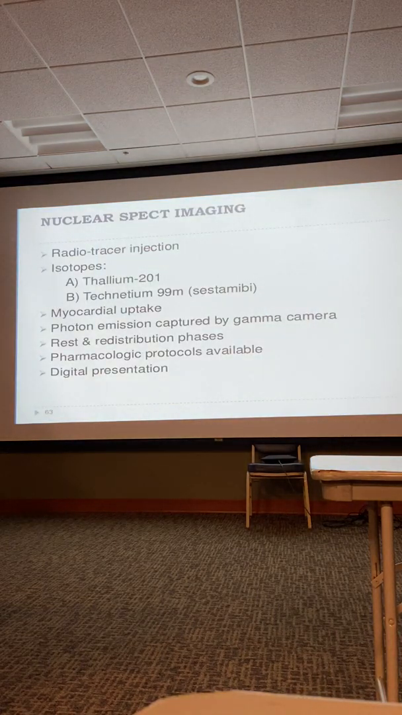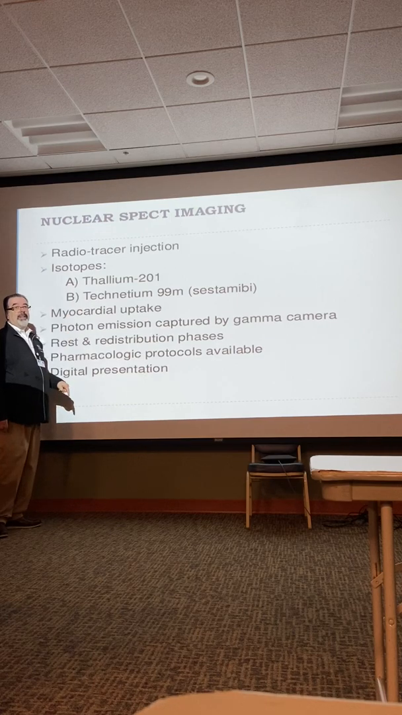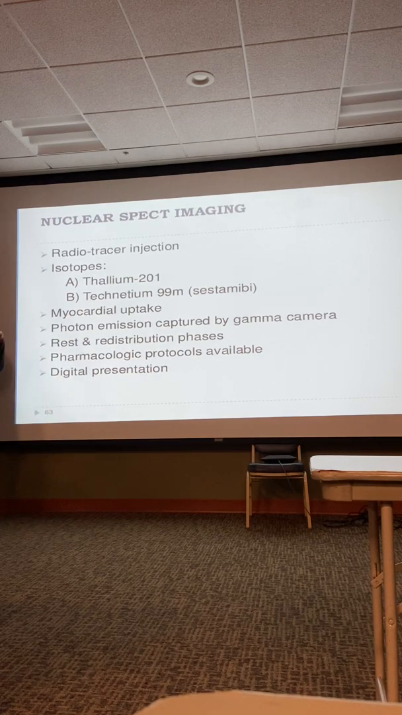So we use radiotracers. The most common radiotracer, the isotope we use for nuclear testing, is technetium. We like it because it's got high energy. It's about 140 kiloelectron volts for energy, where thallium's around 80. Thallium's the older one. Even though technetium has higher energy, thallium gives off much more radiation. And the reason for it is the half-life of thallium is 3 days, and the half-life of technetium is 6 hours. So technetium is pretty much out of your system within 24 hours, where it takes a lot longer for thallium.